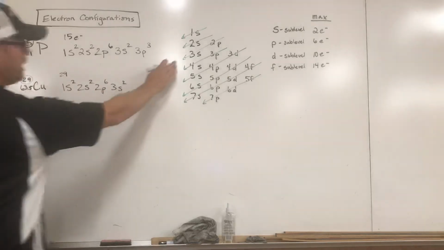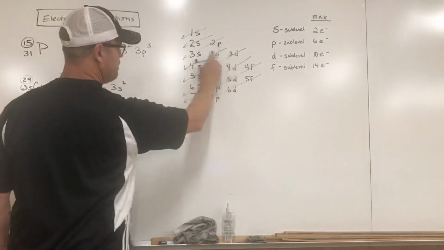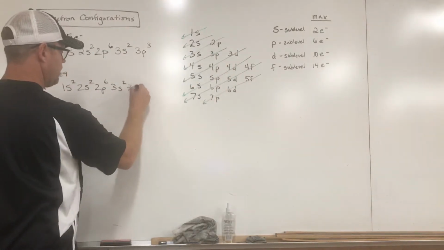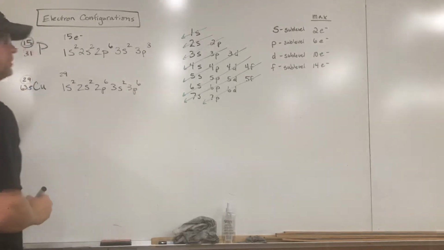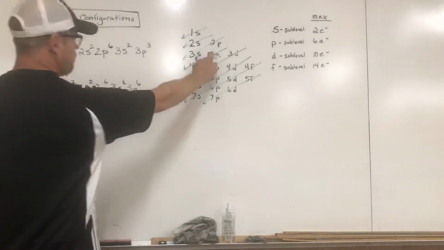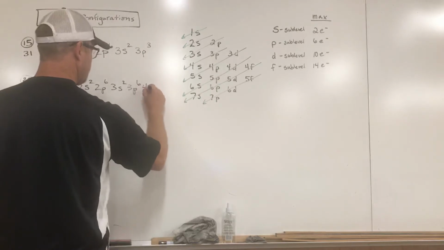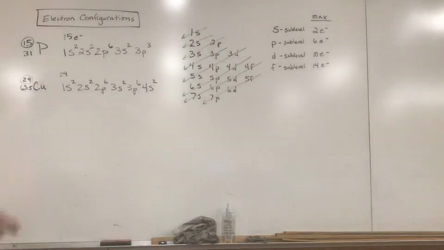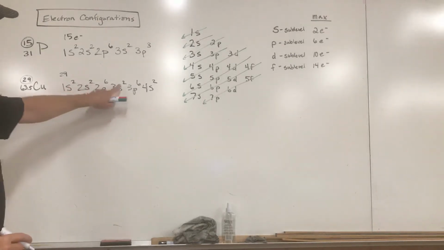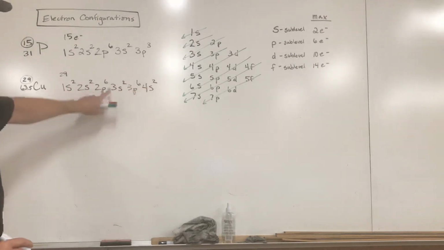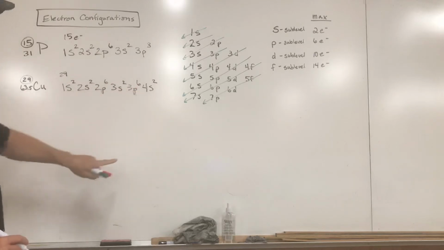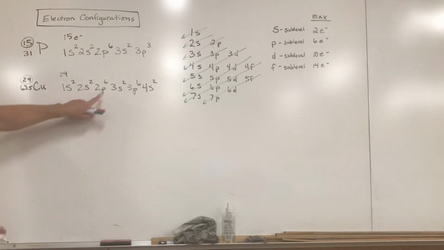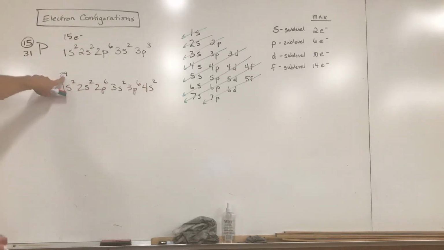So after 3s, I go back to this arrow. 3p is going to get filled up. And I know p can hold up to 6, so I put the 6 electrons there. After 3p comes 4s, and an s can hold 2. Okay. Now look at where we're at. 2, 4, 6, 8, plus 6, plus 6, that's 8 plus 12, which is 20. Okay, I placed 20 electrons, I've got 9 more to go.